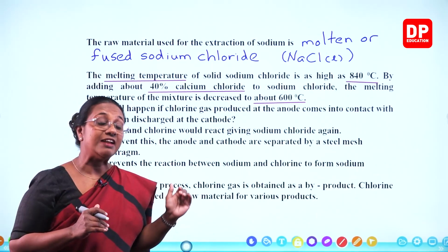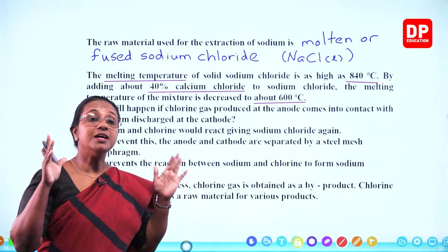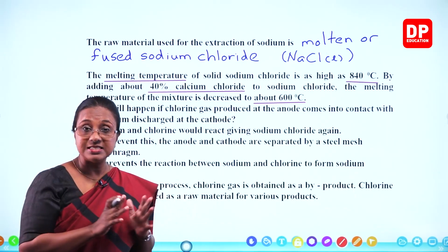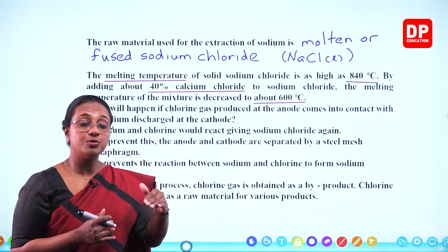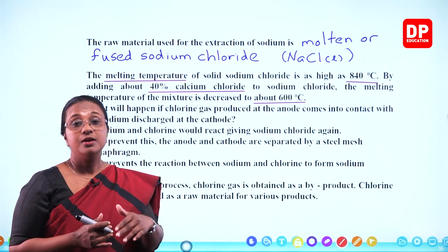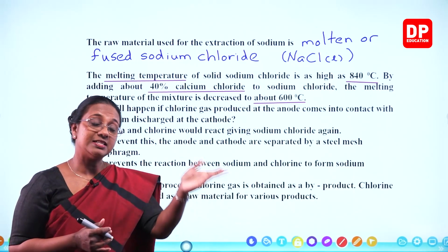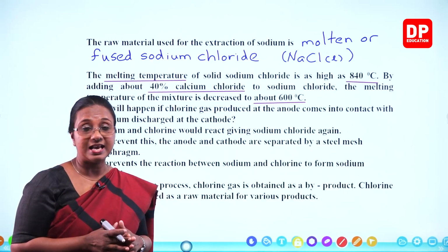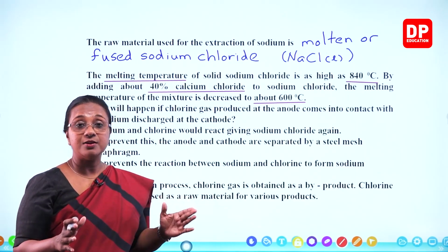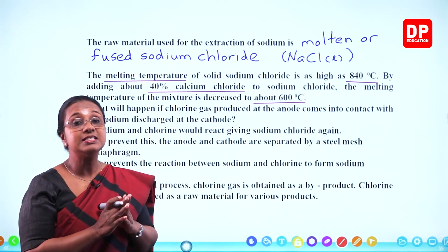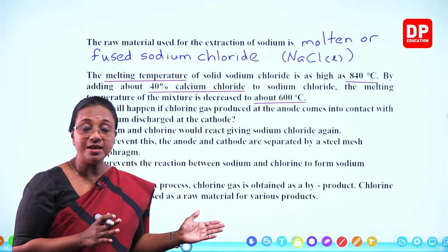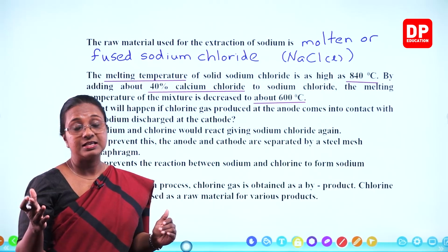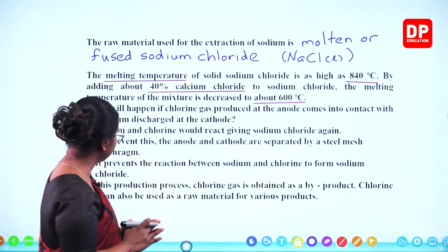So to avoid that, what do we have? We have the circular perforated seal diaphragm, through which only the chloride ions move towards the anode, where it gets oxidized and it's evolved as chlorine gas. So the cathode and the anode are separated by the steel diaphragm to prevent the mixing of sodium liquid with chlorine gas, so that they don't react again.